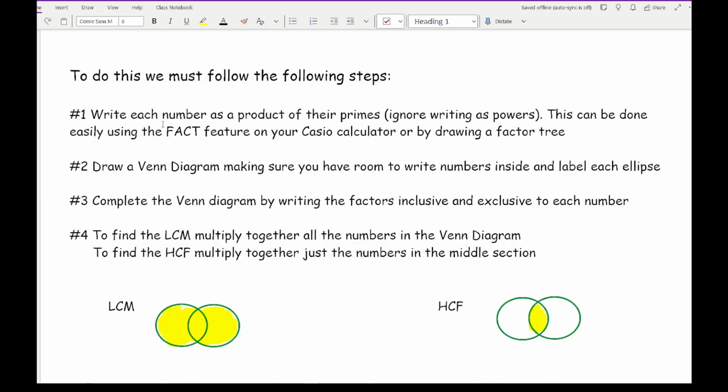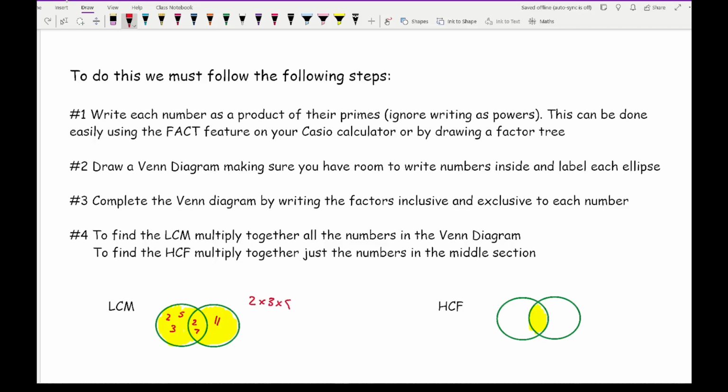What you need to do is multiply all the numbers in your Venn diagram together, and then to find the highest common factor, all you need to do here is just multiply the numbers that are just in the middle section of your Venn diagram together, and the diagram shows each of these. So for example, let's write down some numbers here, so let's go for 2, 3, 5, and let's go for 2, 7, and let's go for 11, like so. So here the lowest common multiple will be 2 times 3 times 5 times 2 times 7 times 11. I'd enter that into my calculator and I would work out the answer.